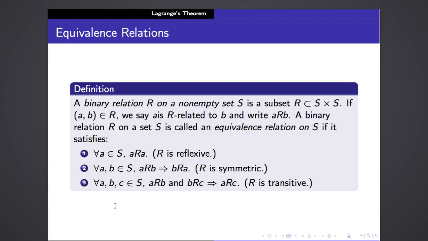And next axiom is for any two elements a, b in S, if a is related to b, then b is also related to a. So this property, we say R is symmetric.